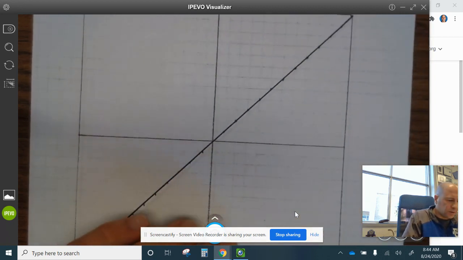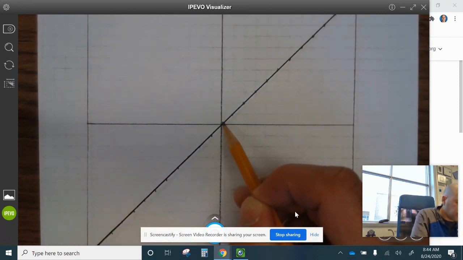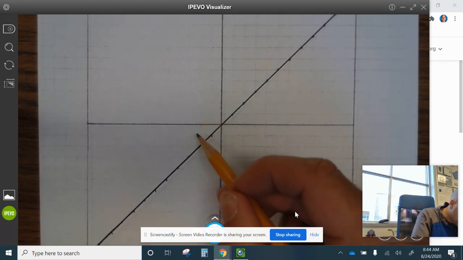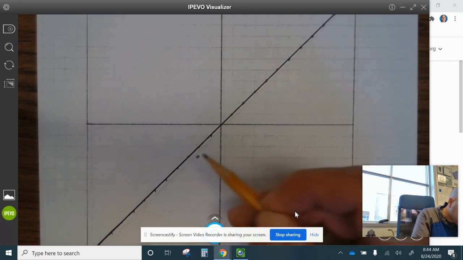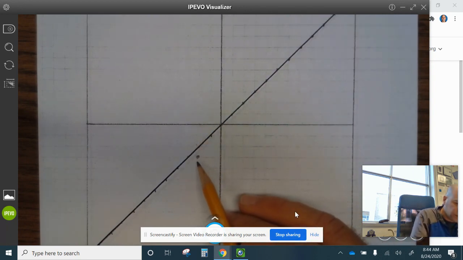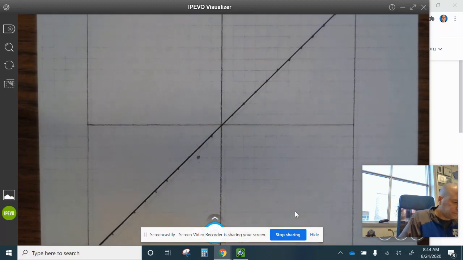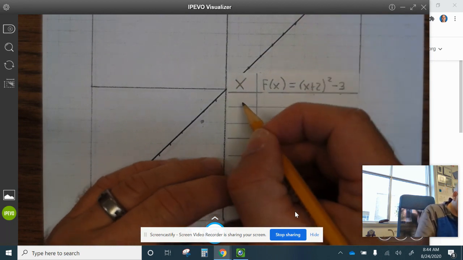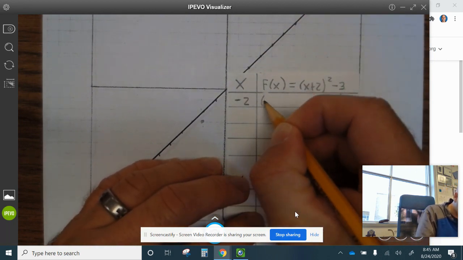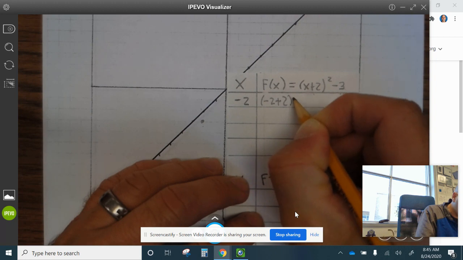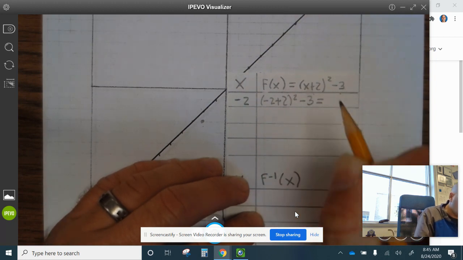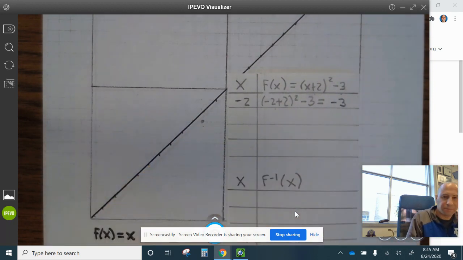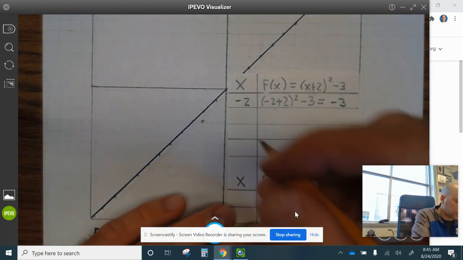Okay. Now, we know the parent function starts at the origin. So in the transformation, we transform from the origin. So from here, we go left 2, down 1, 2, 3. And that's our first point. So that's negative 2, negative 3. Okay? So let's evaluate the function at that. So when x is negative 2, that's negative 2 plus 2 squared minus 3. Well, that's 0 minus 3, which is negative 3. Okay? So that's our first point.